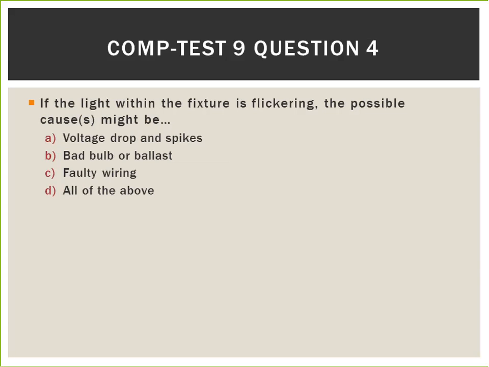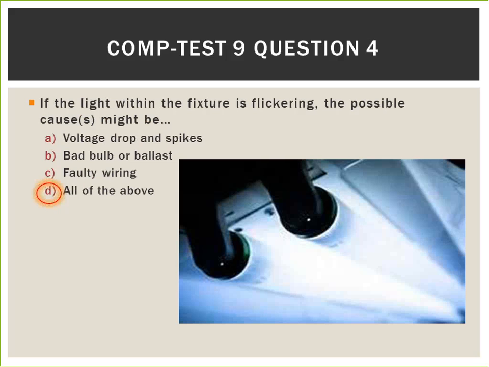Comp Test 9, question number 4. If the light within the fixture is flickering, the possible causes might be A, voltage drop in spikes, B, bad bulb or ballast, C, faulty wiring, D, all of the above. Answer D is the best answer here because answer A, B, and C are all correct answers.